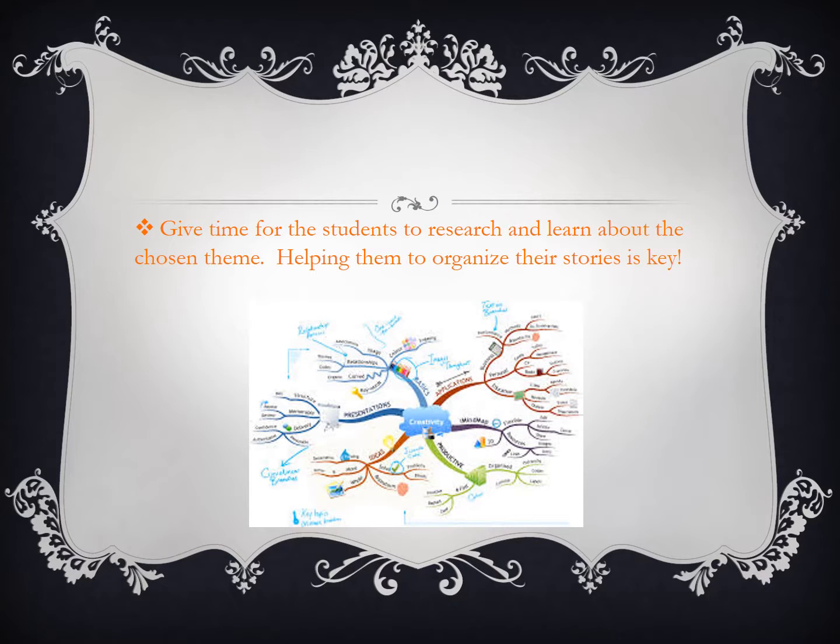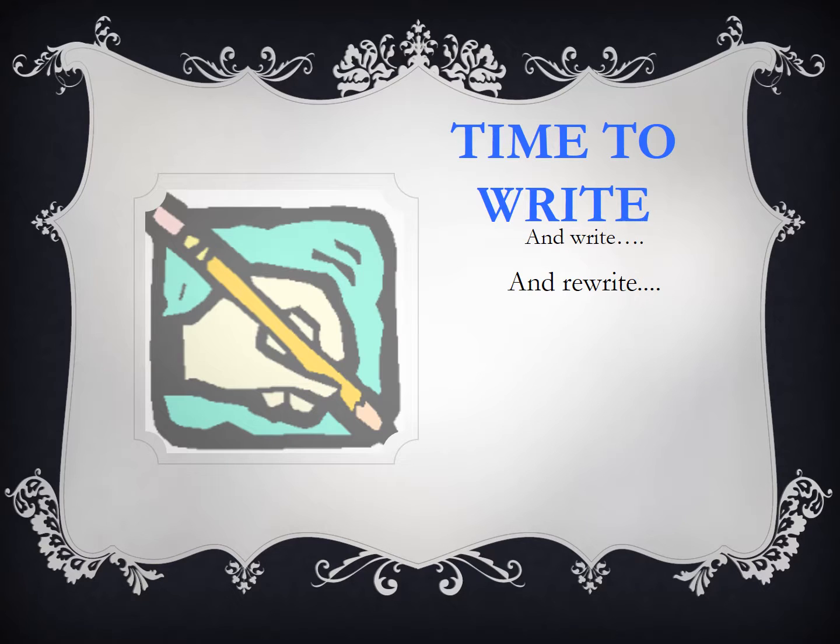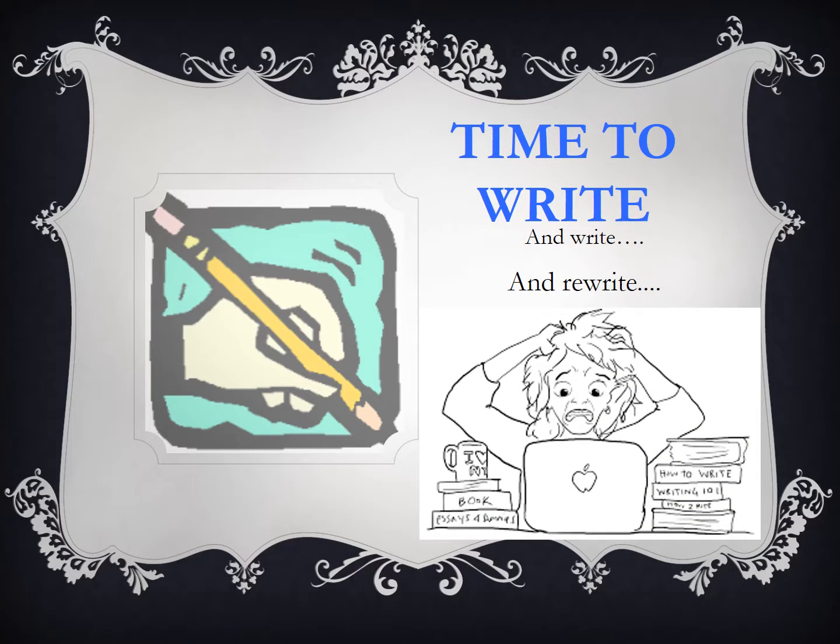The next thing that's really important for the kids is to help them organize. So using a mind mapping tool or something along those lines and giving them plenty of time to research and learn about a chosen theme will help them stay organized and put their work into a story. Then they're going to need time to write and rewrite. Understand that they may get frustrated, but help them by keeping them organized, keeping them using their mind map to stay on track and to make sure that their work is well organized and laid out.